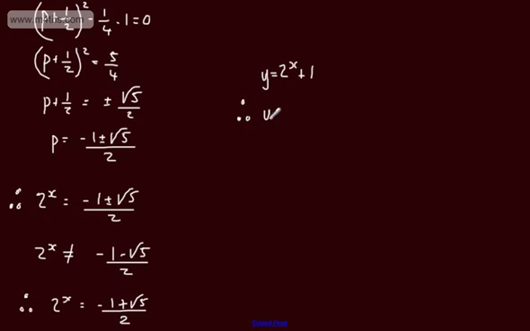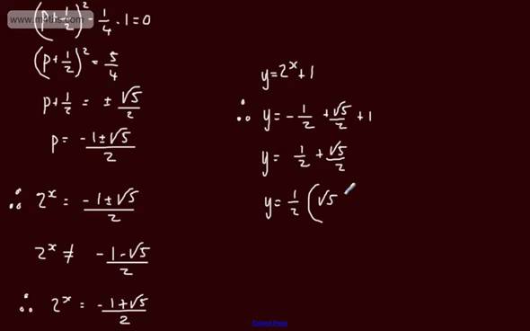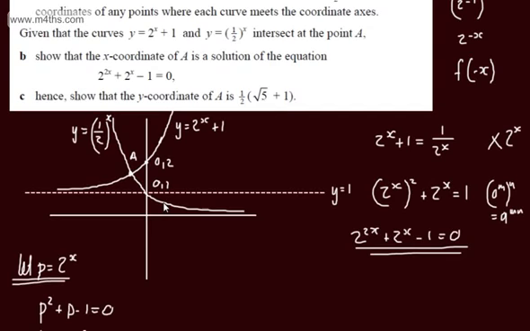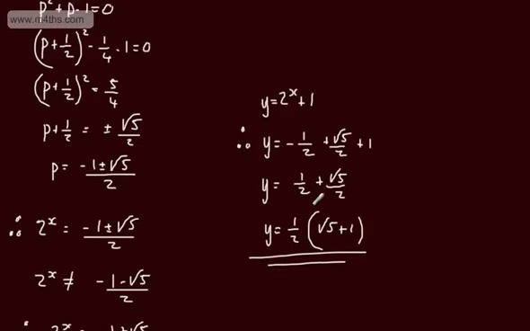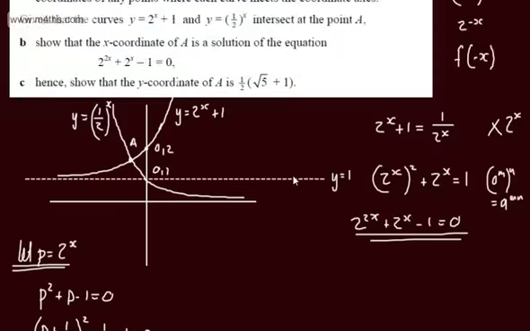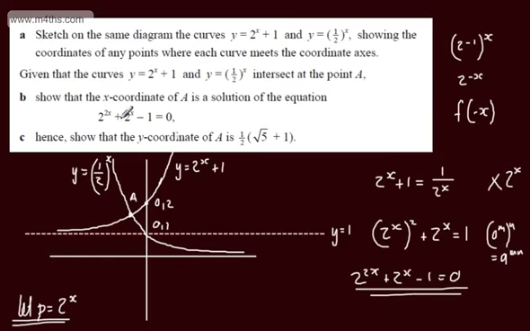Therefore, we can say that y will be equal to, and I'm just going to split this up, we're going to have now minus 1/2 plus root 5 over 2 plus 1. So that gives us y is going to be equal to minus 1/2 plus 1 is positive 1/2, and then we're going to have now root 5 over 2. So we could write this as y is equal to 1/2 the quantity root 5 plus 1 as required. So all we've done is got our expression for 2 to the x and subbed it in to show that value. So that's a typical exam style question on exponentials and logarithms.